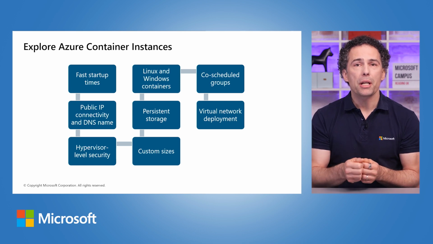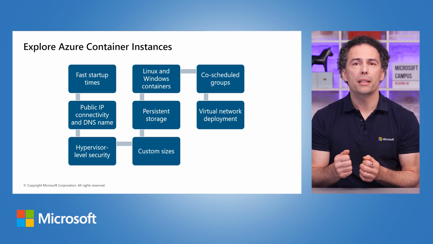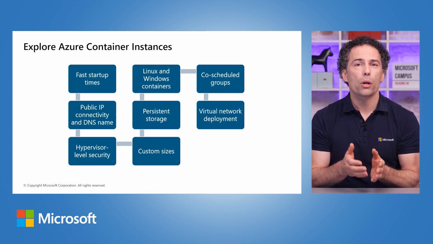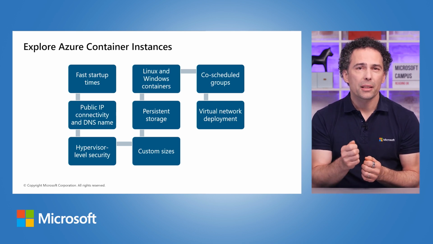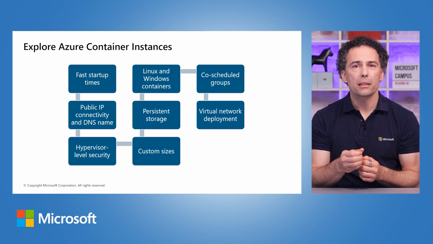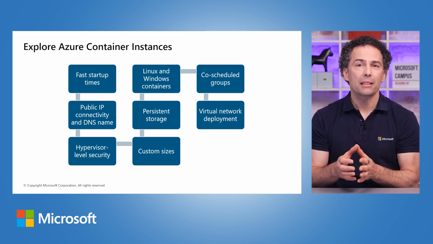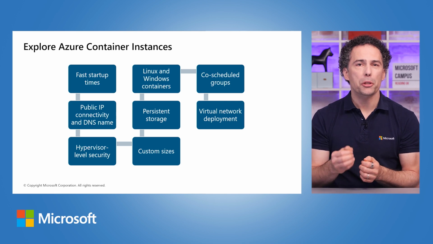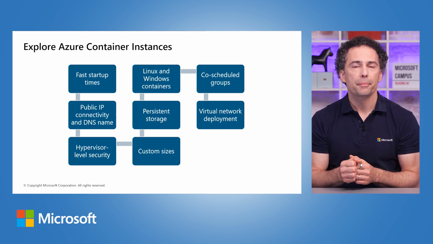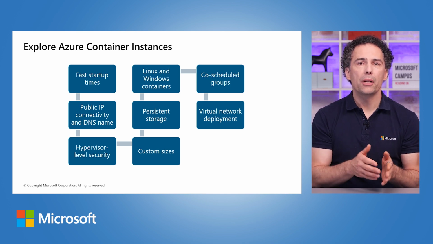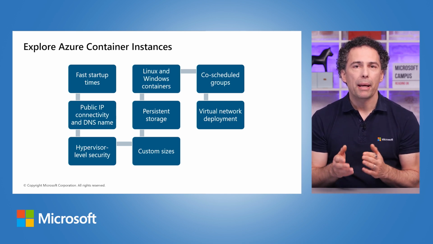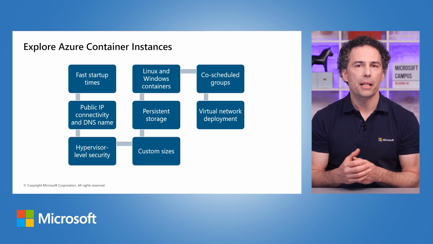You can provision ACIs with custom compute sizes tailored to your workload requirements. This flexibility allows you to allocate the right amount of resources for your application. And for saving and accessing state with Azure Container Instances, you can mount Azure file shares into it. ACI supports both Linux and Windows containers, making it flexible for various application stacks.